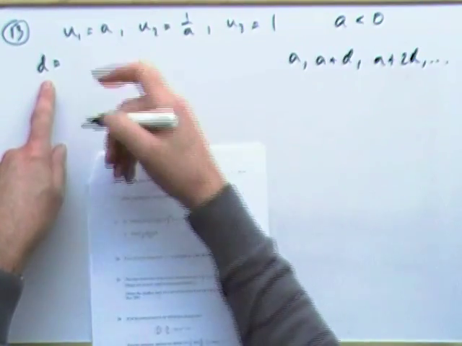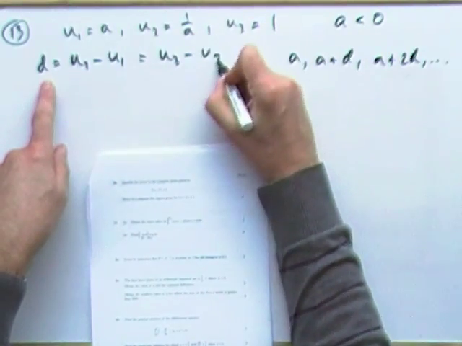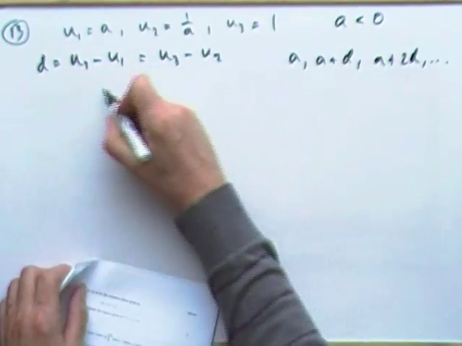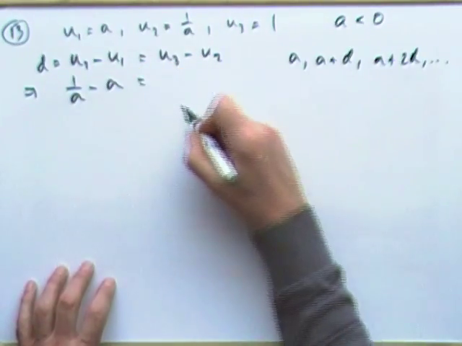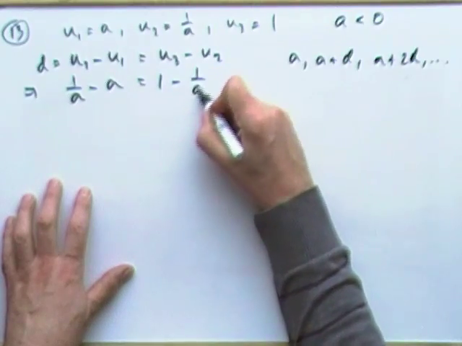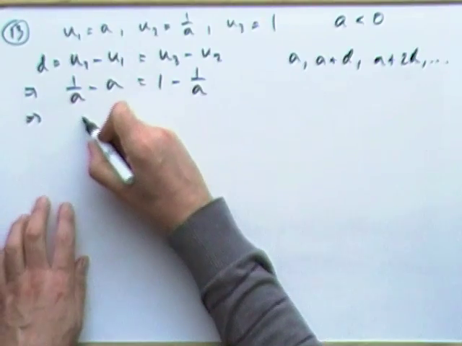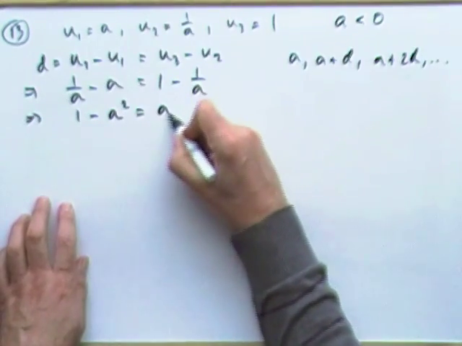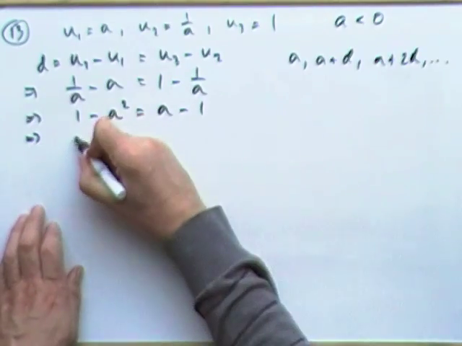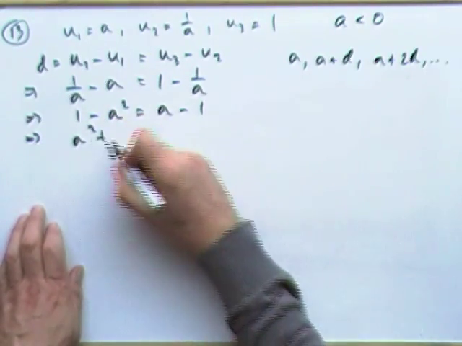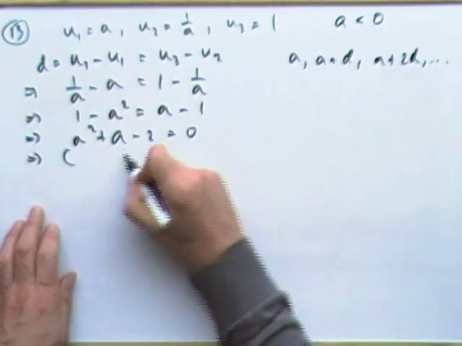So I can get the difference by subtracting these 2 terms, u2 minus u1, and that should be the same as doing u3 minus u2. So what have I got if I do that? So that would mean that 1 over a minus a is going to be the same as 1 minus 1 over a. Multiply everything by a. So that means I'll have 1 minus a squared is a minus 1. There's a quadratic. Take it over to this side, but write it this way. So I've got a squared plus a minus 2 equals 0.